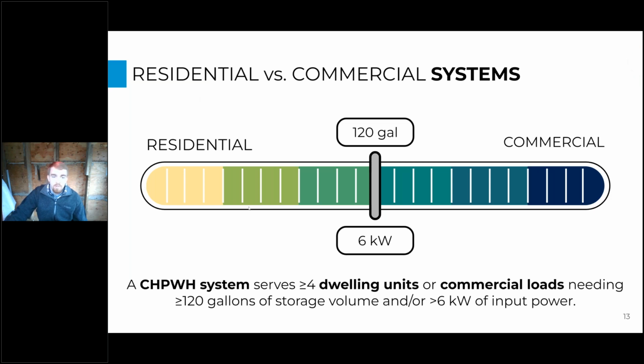So we might have a residential heat pump water heating system in a commercial hospital or a commercial clinic because they don't have a large enough water load to require a commercial sized heat pump water heating system. So a commercial system is more than 120 gallons of storage or more than 4 dwelling units of residential use. And residential is less than 120 gallons of storage and less than 6 kilowatts of input power, whether it is, say, a hobby shop or a single family home.